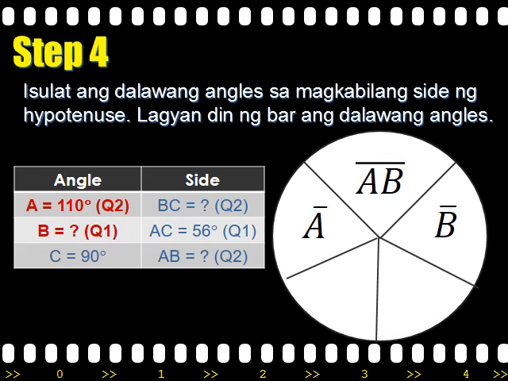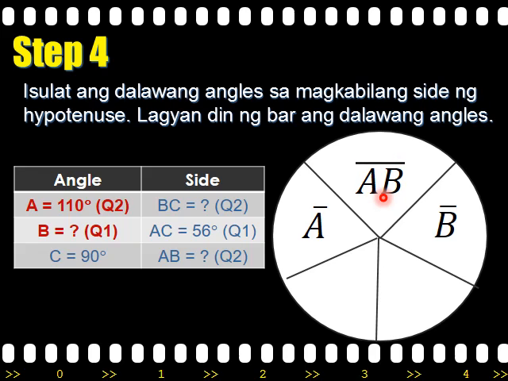Step number 4, isusulat natin ang dalawang angle sa magkaibang side ng hypotenuse. So, lalagyan din natin ng bar ang dalawang angles. Sunod natin, after the hypotenuse, yung dalawang angle. Dapat nandun sila sa magkabilang side ni AB, since si AB ang hypotenuse.